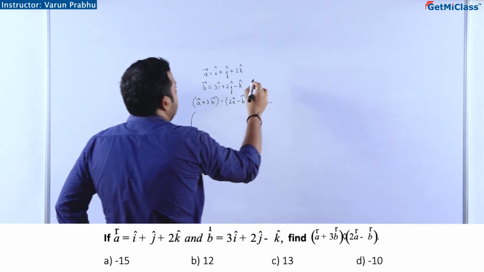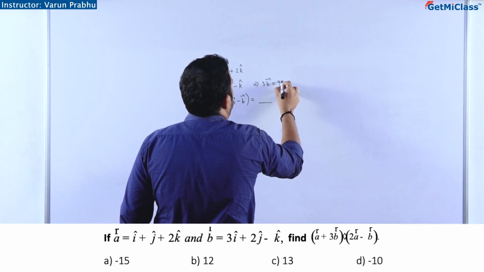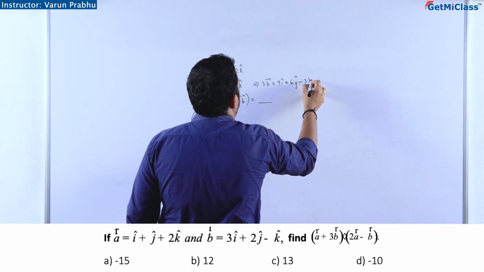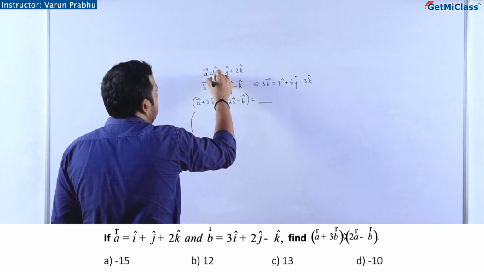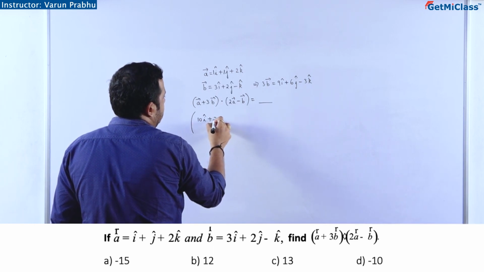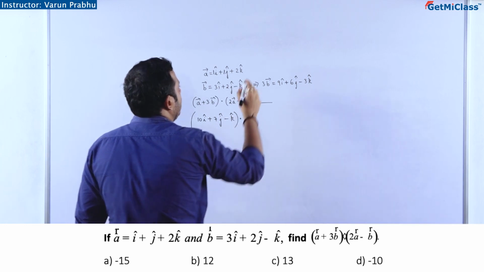the question asked. So can you tell me, this implies that here 3 times vector B will be equal to 9I cap plus 6J cap minus 3K cap. So what do I get now? Here this is 1 plus 9, here nothing is there as the number means it is 1, right? Coefficient is 1. 10I cap plus 7J cap minus K cap dot 2A cap.